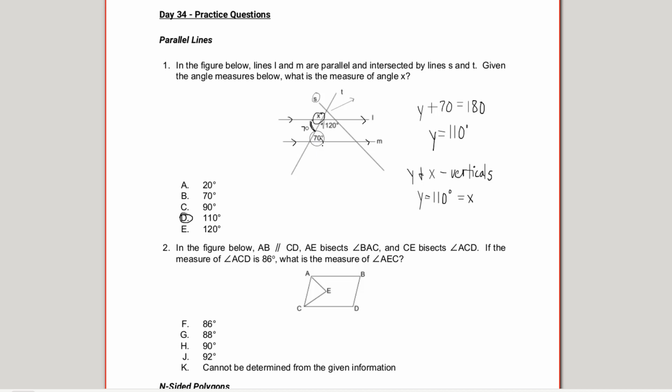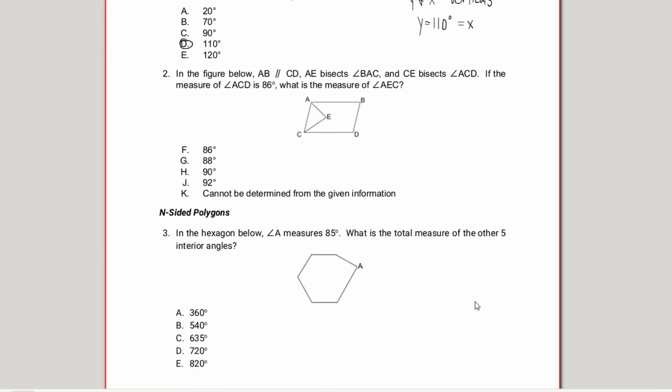We could use a supplementary relationship here with this angle measure, making this 110, and then 110 and X. These angles are alternate exterior angles. They are the same, again giving us 110 degrees for X. So different ways, just know your relationships with parallel lines and transversals. Let's take a look at question number 2.